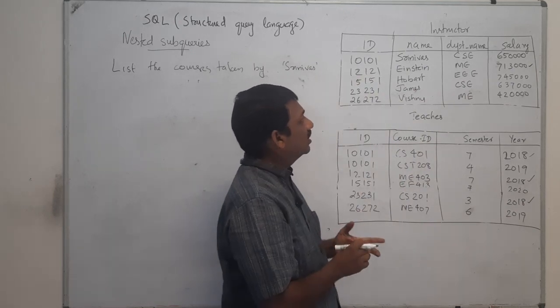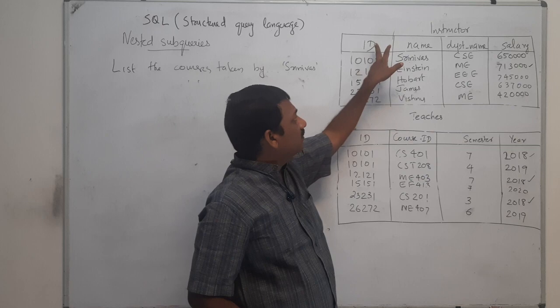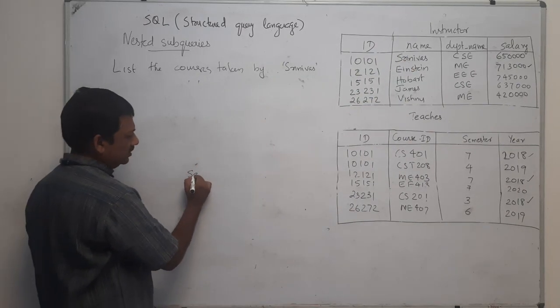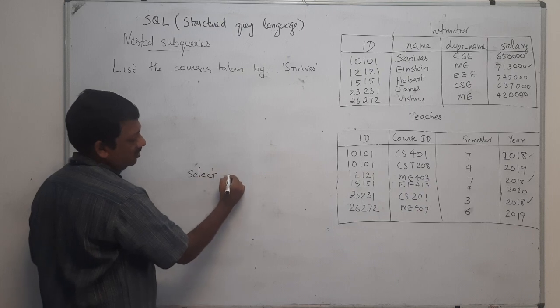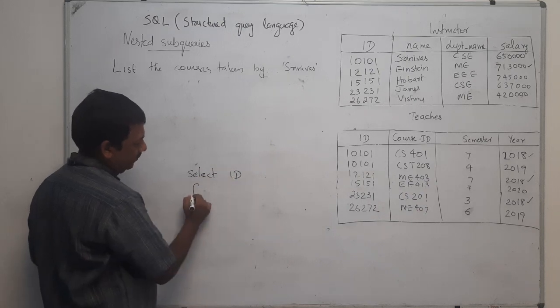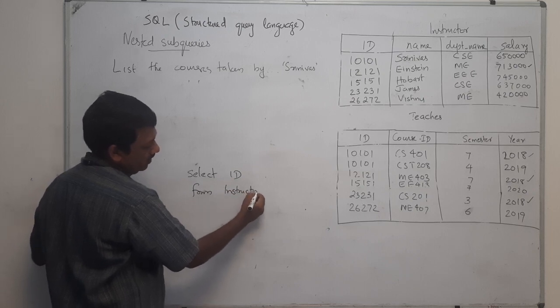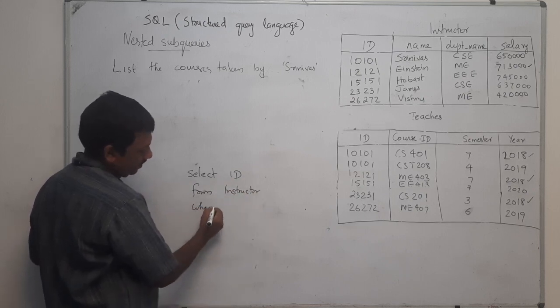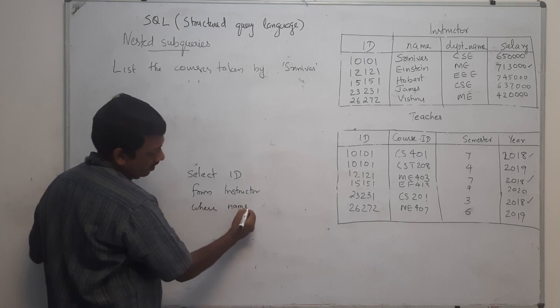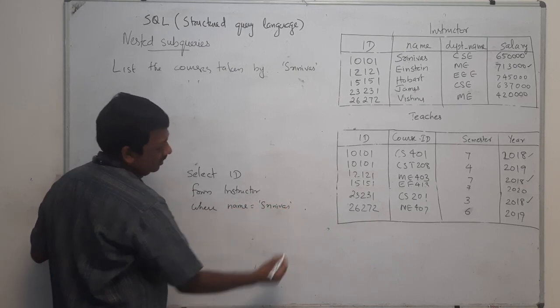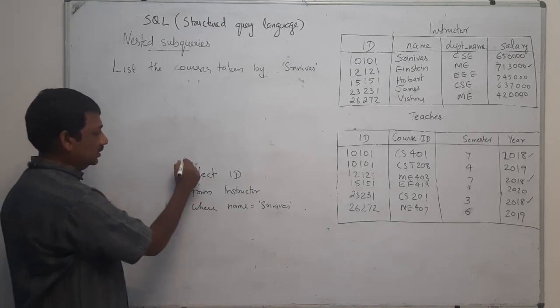Now what I will do is, the connection between instructor and teachers is using this ID, and initially you are going to retrieve the ID of Srinivas. So how can that be done? Select ID from instructor where name equal to Srinivas. Okay, so that ID was returned.